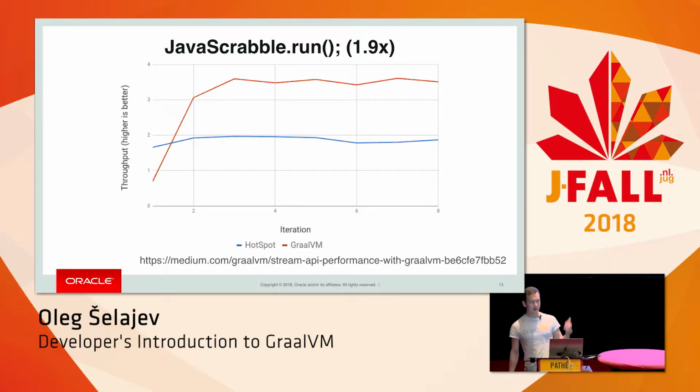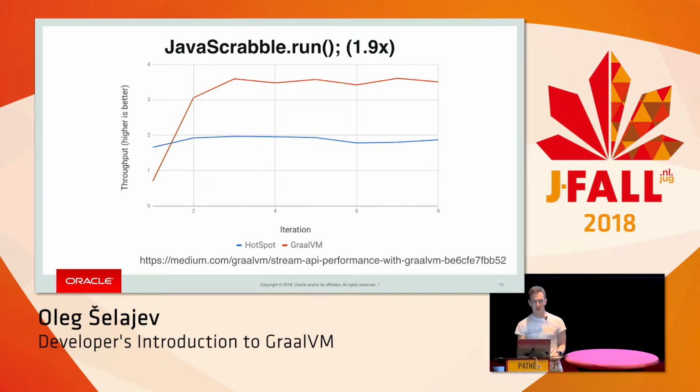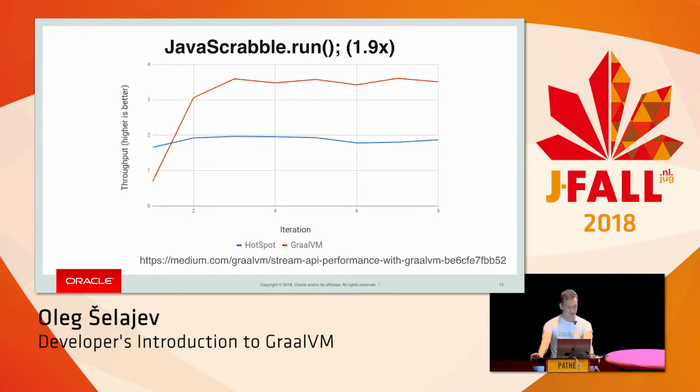And then we ran a Java Scrabble implementation, which is a Scrabble game written using stream APIs, the full game. And we ran that in a benchmark in a loop and measured how fast this solves the Scrabble. And it also was something like twice as fast, which is great, because it means that if your code is using stream API, you can download a different virtual machine, a drop-in replacement, change the path to a different Java executable on the command line, and your code is suddenly faster. How amazing is that?